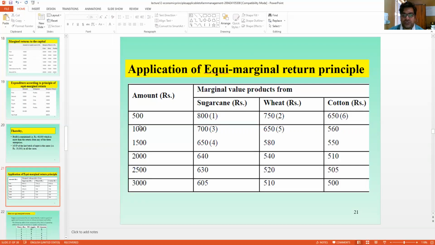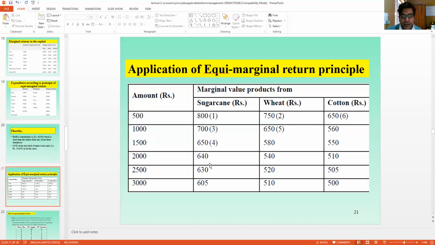The last batch of investment was in wheat. The farmer got 650 as MVP. Now the farmer has to invest the last remaining part of his capital in such an enterprise where the MVP is more or less the same as the previous case. So the previous case was 650. Now that enterprise which is giving 650, the farmer should invest in, right?